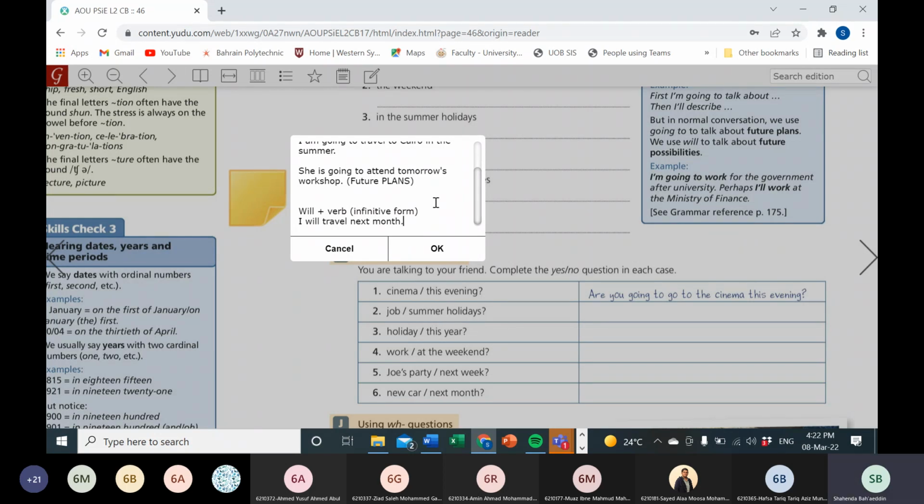Look at the example provided to you. I am going to work for the government after university. So this is my future plan. Now I am in year 1. I have 3 more years to go. One of my future plans is to work for the government. But I didn't decide which ministry or which authority in the government. Probably, perhaps, a future possibility, I will apply at the Ministry of Finance, or I will apply at the Ministry of Education, but my major plan is to work in the government.